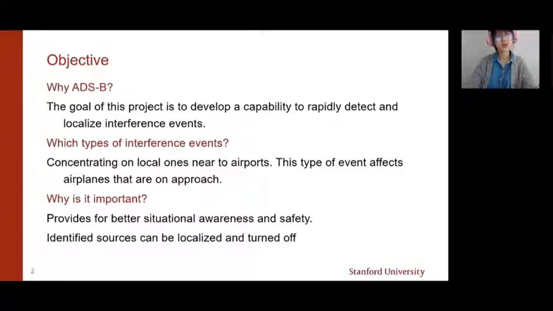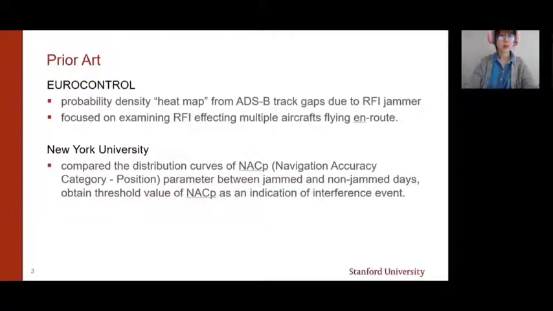Before I start talking about our research, I'd like to talk about the prior art. Researchers from Eurocontrol have been doing similar things. They were able to generate a probability density heat map for the localization of interference sources. And researchers from New York University were able to figure out the distribution curve of NAC to help identify the presence of interference events.